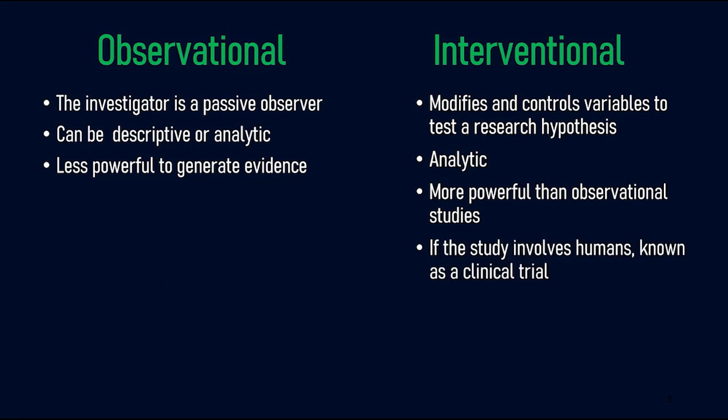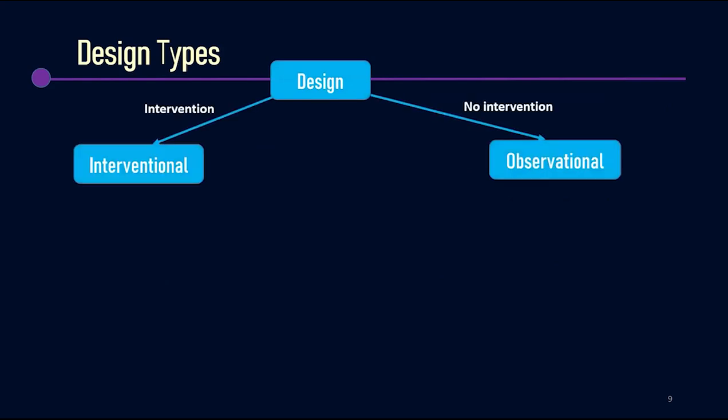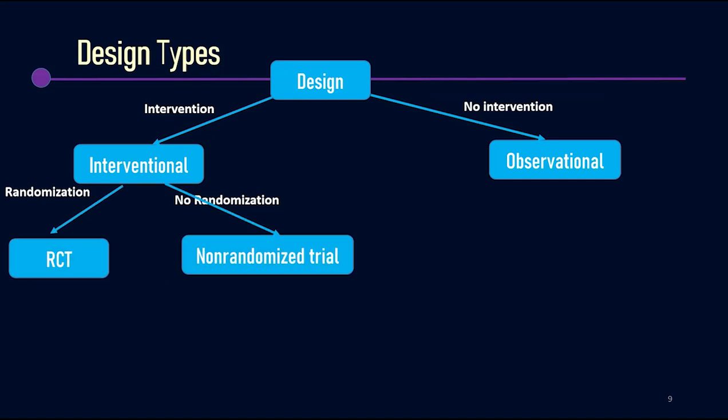If the study involves humans, it is known as a clinical trial. So let's briefly go to the design types. First, research design. If you have intervention, it automatically becomes interventional, whereas if you just passively observe, it becomes observational. And interventional can also be of two types. If you do randomization, then it becomes a randomized control trial. But if no randomization is done because of ethical or other reasons, it becomes a non-randomized trial. Non-randomized trial is equivalent to a cohort study.